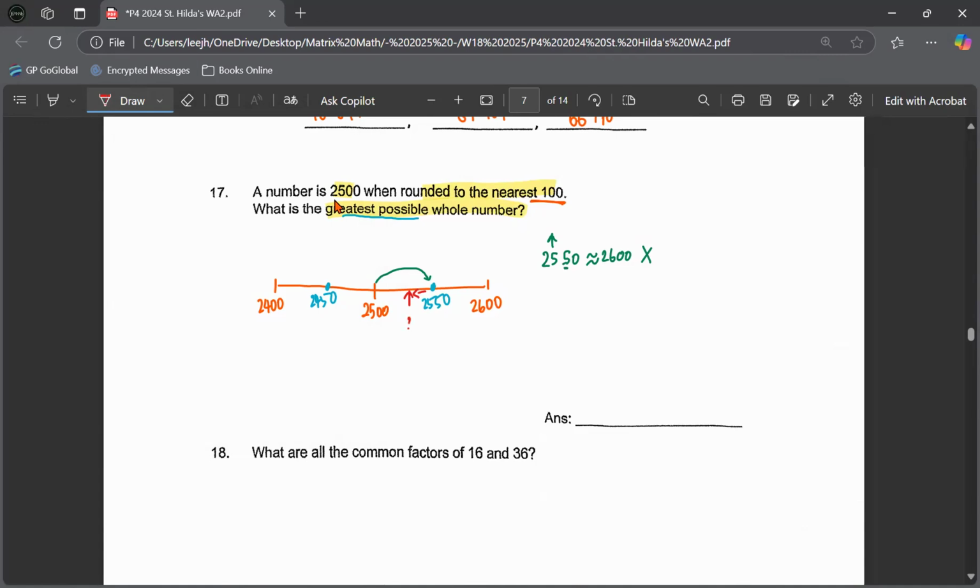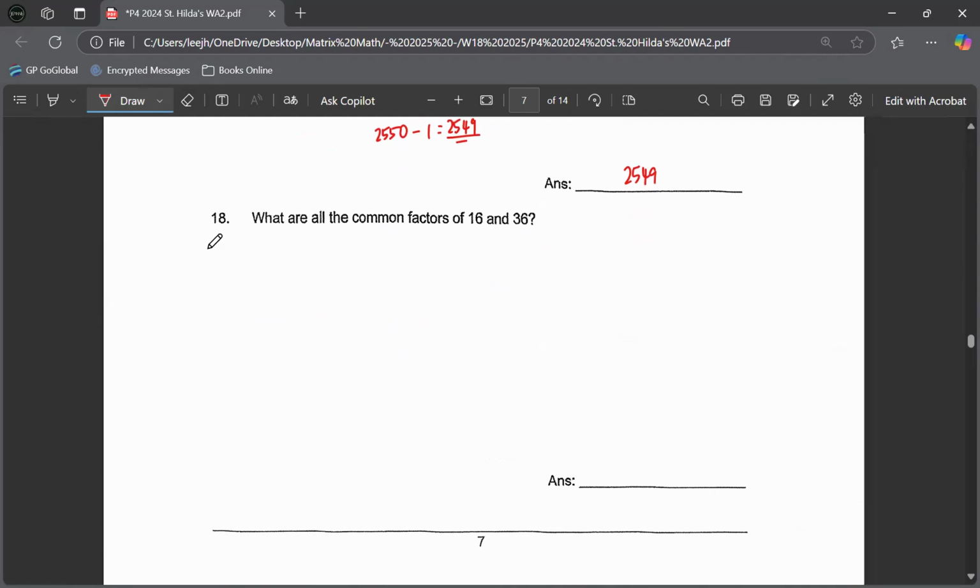So what is this number? I take 2550 minus 1. Your answer will be 2549. So answer 2549. Okay. The greatest number before 2550 is just one less. That's all. Cannot go up to this. Right? Question number 18. What are all the common factors of 16 and 36?